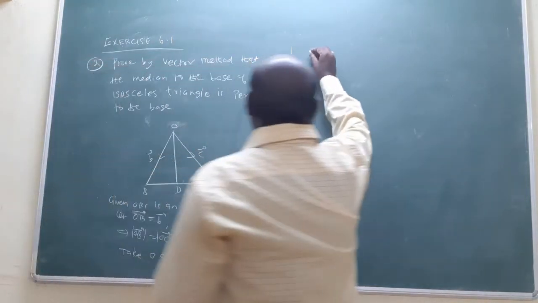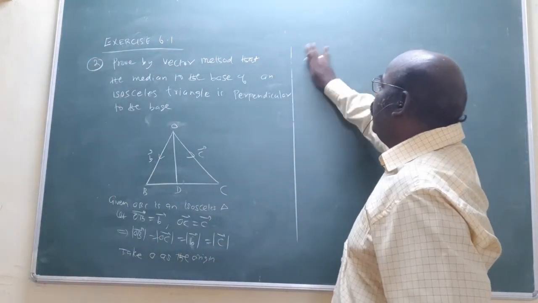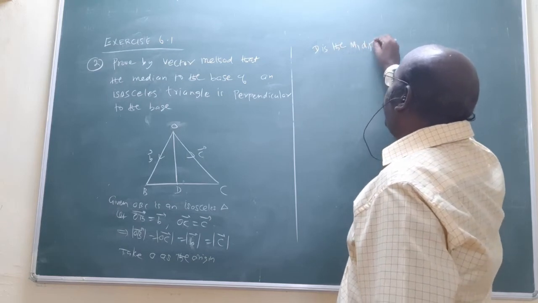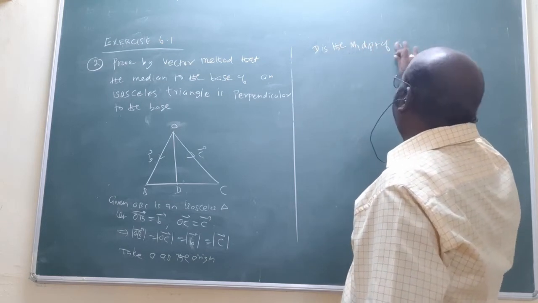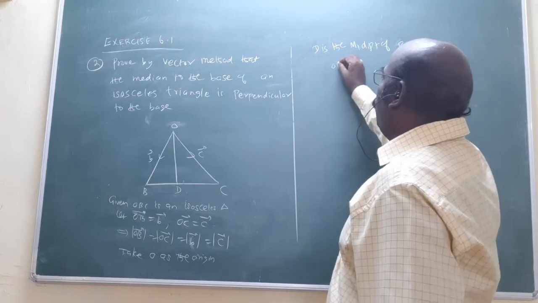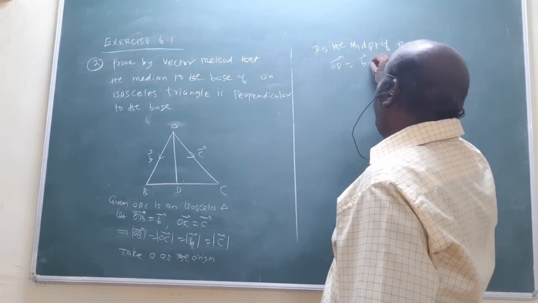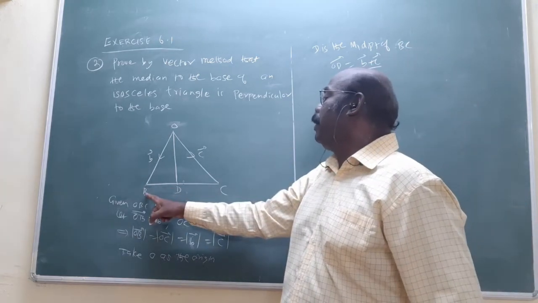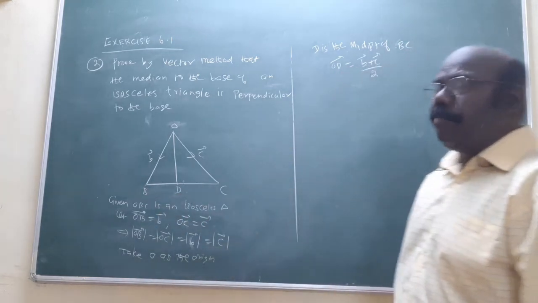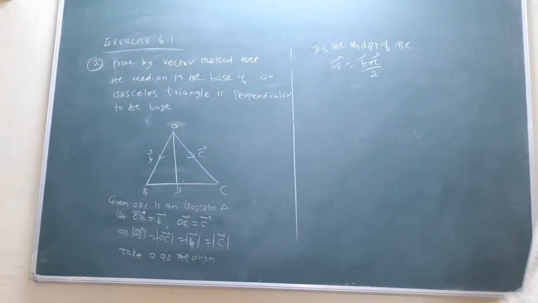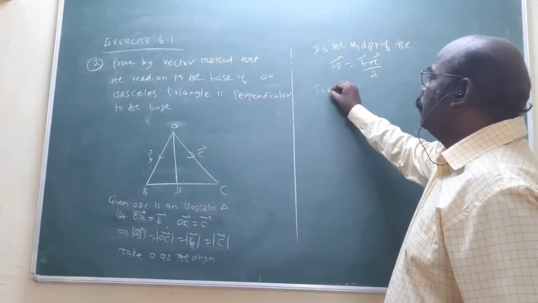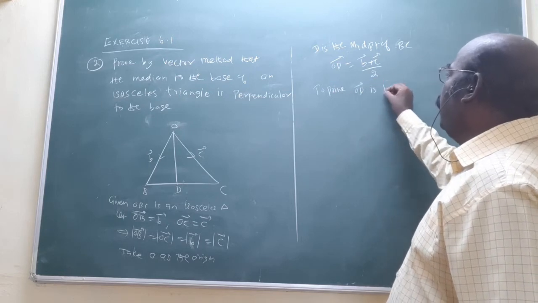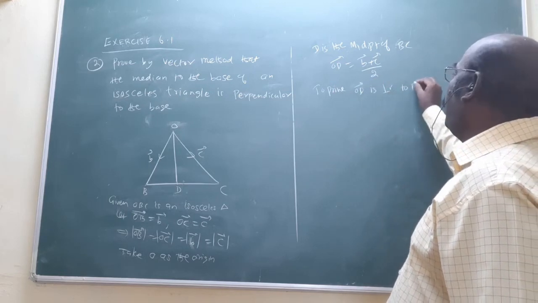Now, given D is the midpoint of BC, the median. Therefore, vector OD equal to b plus c by 2. Because for BC, with b and small c, the midpoint is what? b plus c by 2. Now, to prove vector OD is perpendicular to vector BC.